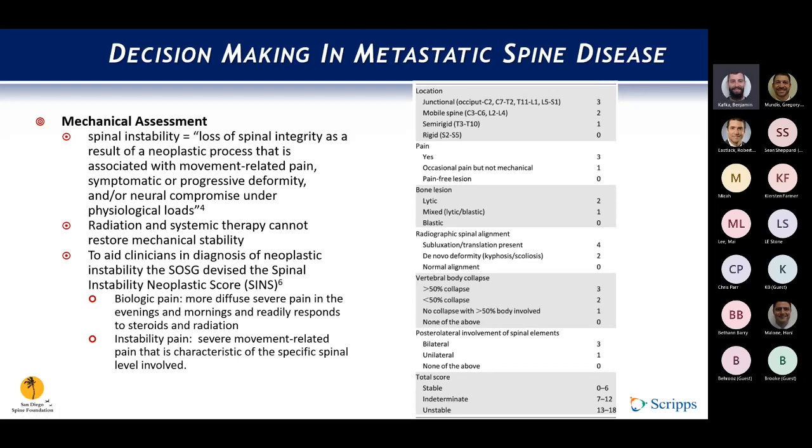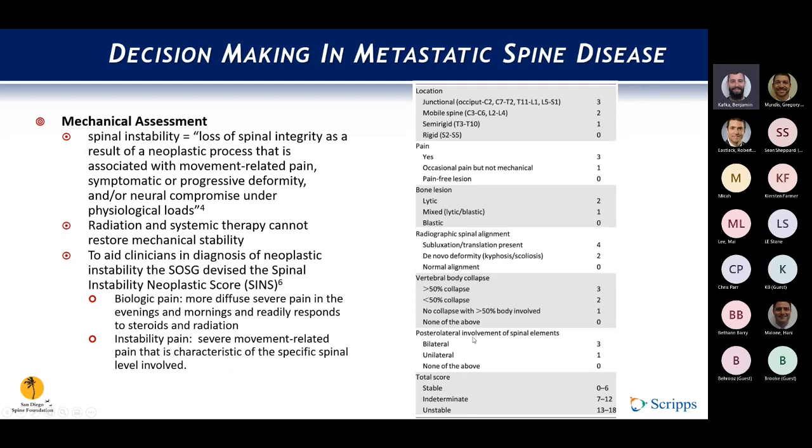To aid diagnosis of neoplastic instability, the Spinal Oncology Study Group devised the Spinal Instability Neoplastic Score. Within the score, you need to recognize the difference between biologic pain and instability pain. Biologic pain is a more diffuse, severe pain in the evenings and mornings when endogenous steroids are the lowest, and readily responds to steroid and radiation. This is likely due to infiltration of the bone with tumor and irritation of the periosteum. Instability pain, on the other hand, is severe movement-related pain that is characteristic of the specific spinal level involved.